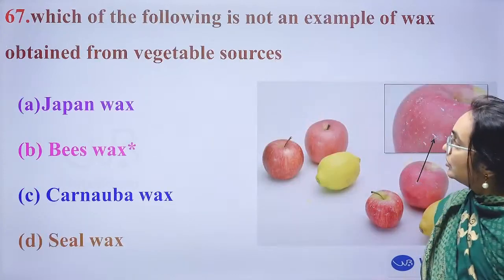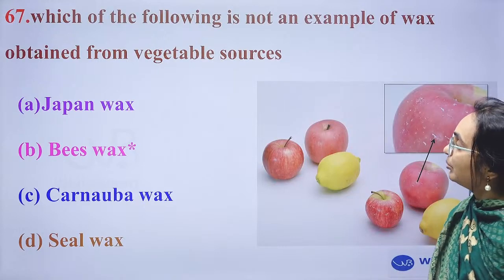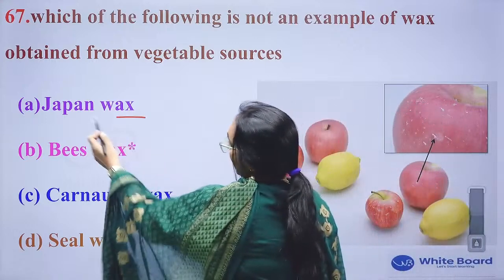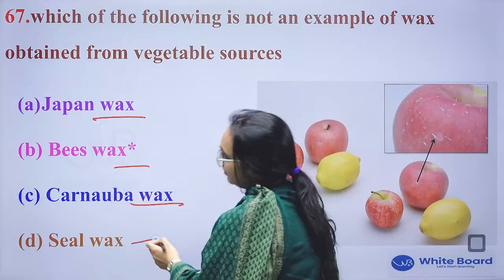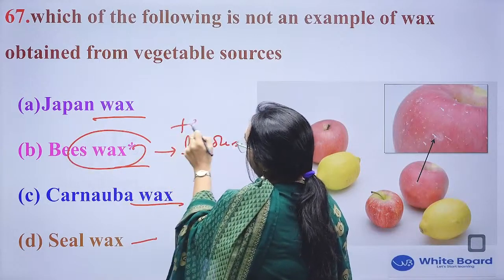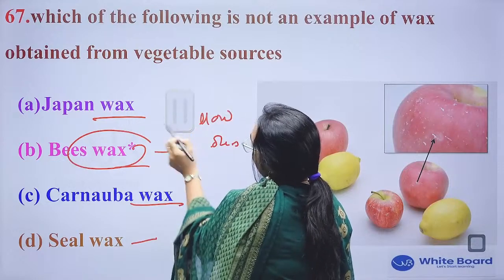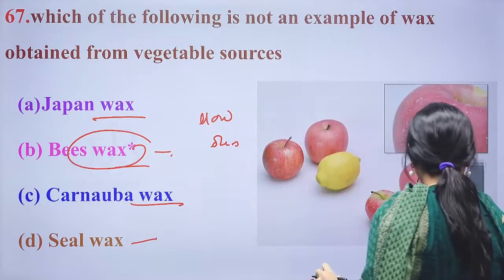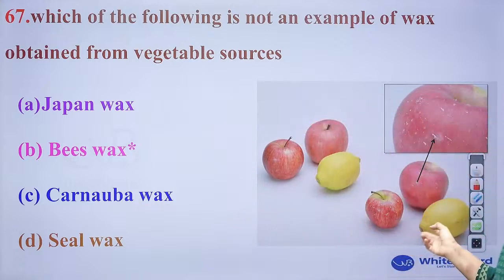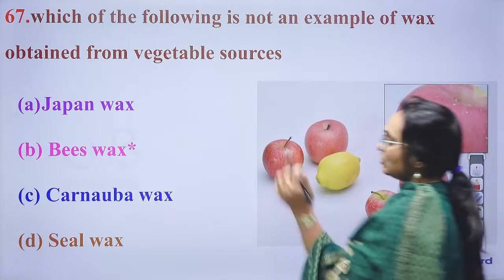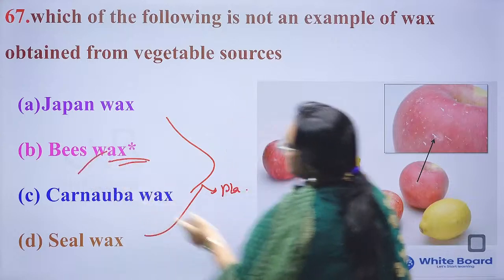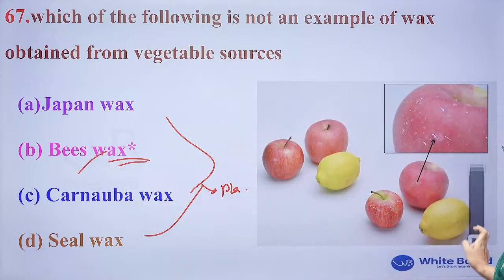Next question. Which of the following is not an example of wax obtained from vegetable sources? Japan wax, beeswax, carnauba wax and candelilla wax. Beeswax, lanolin, tallow, animal fat. Okay, tallow is an animal fat. Beeswax, tallow, all these are examples of animal wax. So, here the rest of the options are plant waxes, all obtained from plant sources. This is obtained from an animal source. So, 67 option is B.